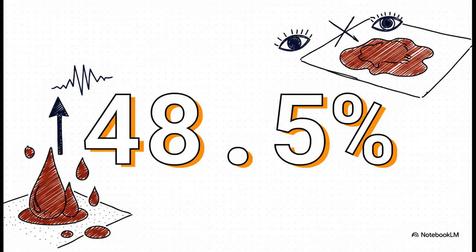Second, the type of stain makes a huge difference. The study found that passive drip stains, the ones that really soak deep into a fabric, were on average 48.5% more visible under NIR than those transfer stains that sit more on the surface. That is a massive distinction when you're searching for evidence.